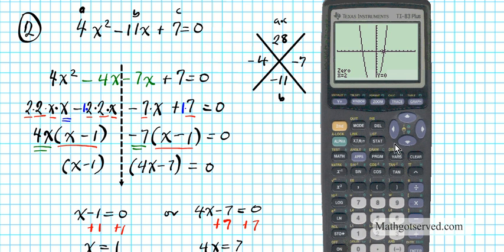Turn it on. Press the Y button. Clear that. Okay, so let's enter this. We're going to have 4, then this is your variable button here, x. Now if you want to exponentiate, use the caret button. Exponentiate 2, minus 11x, this is the x button right here, plus 7. Alright, so we can press enter. Make sure that's what we have for x squared minus 11x plus 7. Graph.